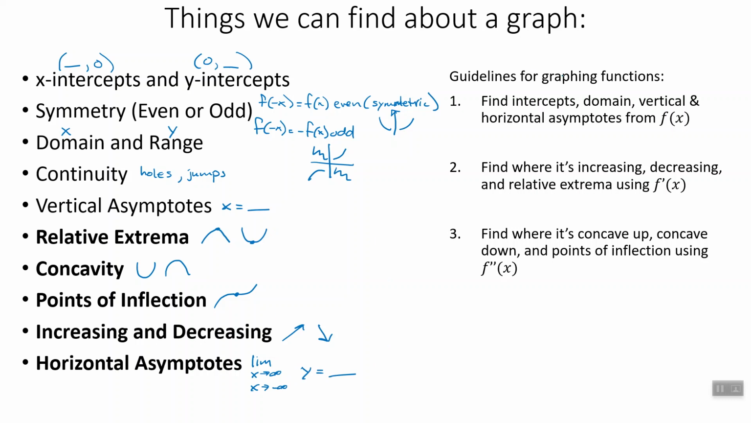All right, so our guidelines here that we're going to follow is first we're going to get everything we can from the original function. So the original function tells us our intercepts, our domain, our vertical and horizontal asymptotes. Then we'll take the derivative and we'll find where it's increasing, where it's decreasing, and we can find relative extrema. And to do that, we would have to plug back into the original function. Then we're going to look at where it's concave up and concave down and any points of inflection by using the second derivative. Again, to get a point, we would have to plug back into the original function f of x. All right, and then we try and put it all together by graphing.